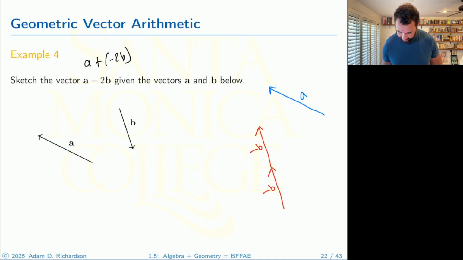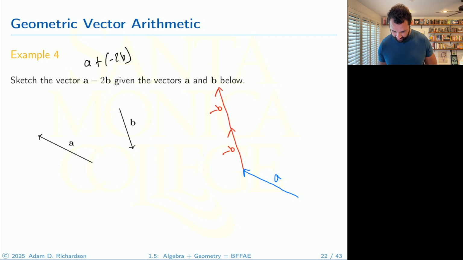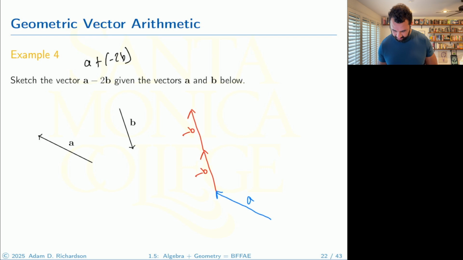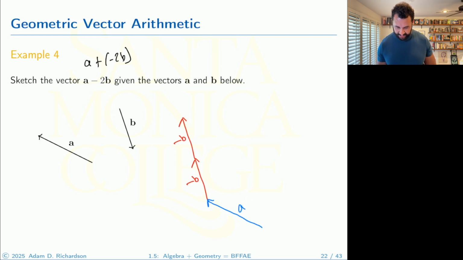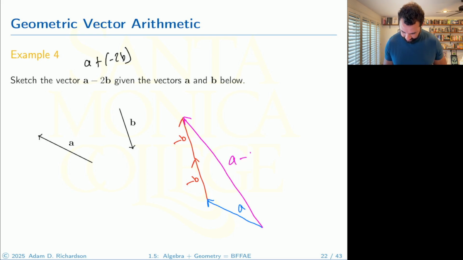Right, there's a. And again, we're doing tip to tail. So here's a, and then I'm going to take negative 2b and put it right here. Let me move this a bit, give myself some space. So what is a minus 2b? a minus 2b is going to look like this. I'm going to go from here to there. So this is a minus 2b, just like so. That's a minus 2b, or a plus negative 2b.